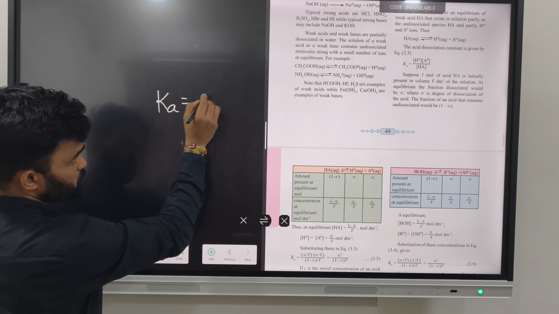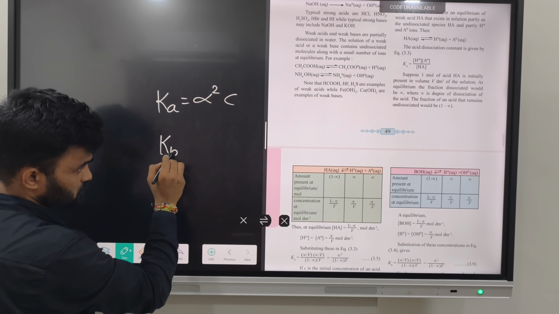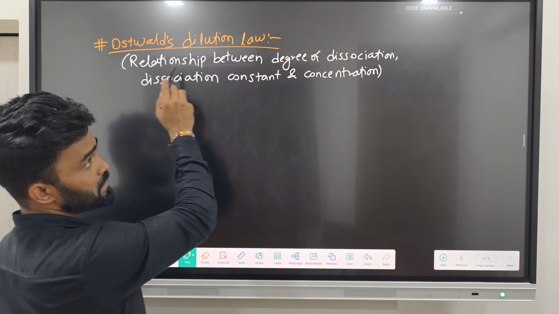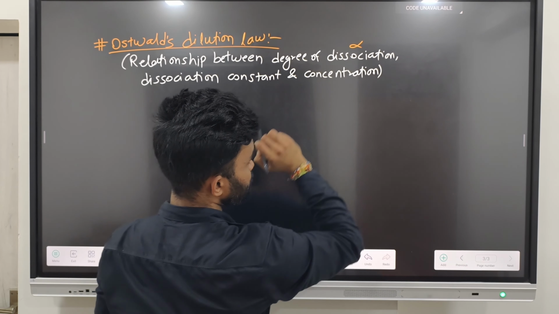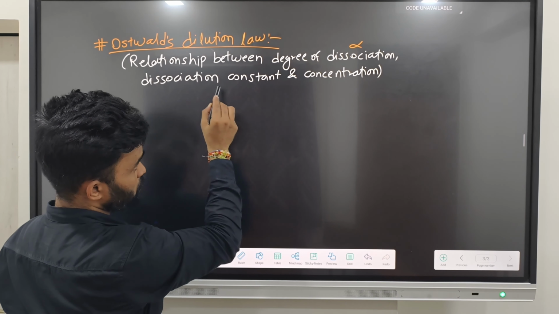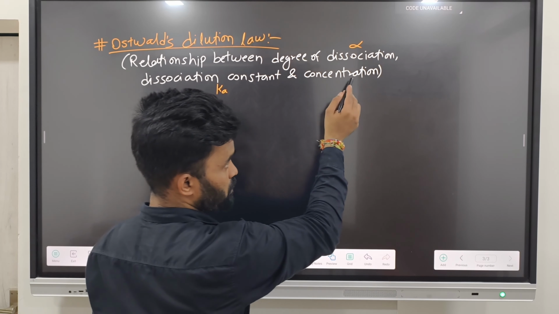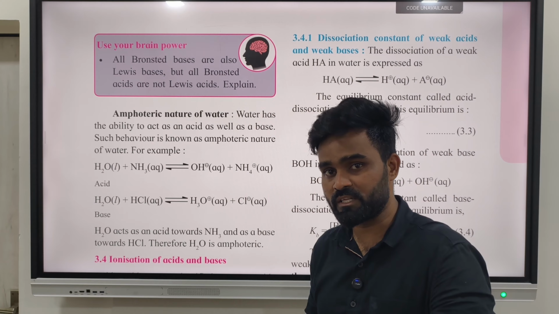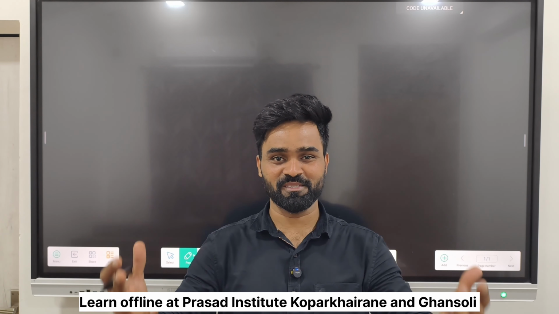Ka is equal to alpha square into C. For weak base, we write Kb is equal to alpha square into C. It is the relation between degree of dissociation, that is alpha, dissociation constant, that is Ka or Kb for weak base, and concentration, that is C.